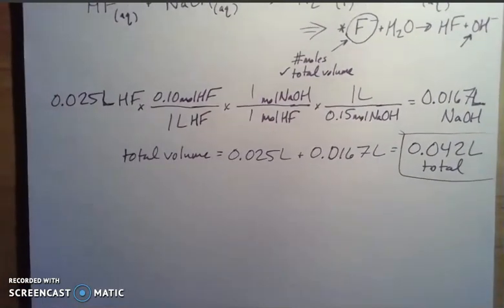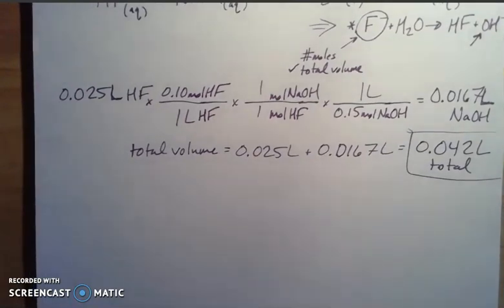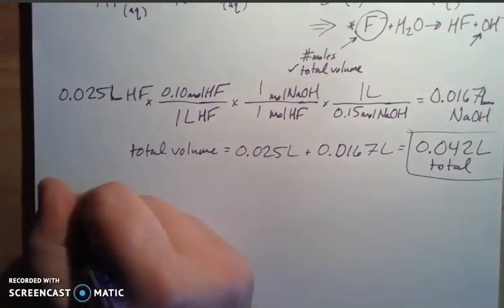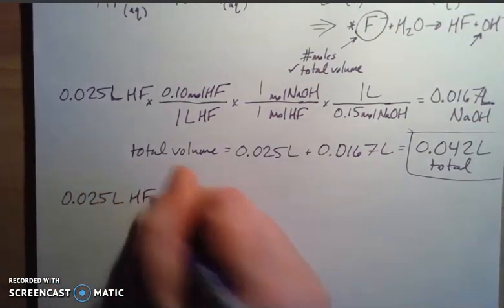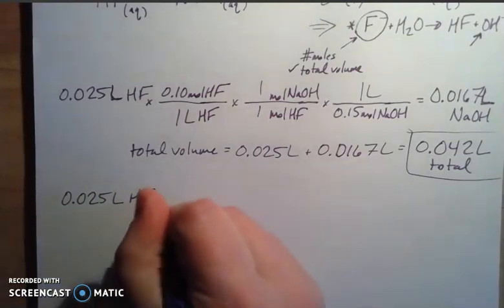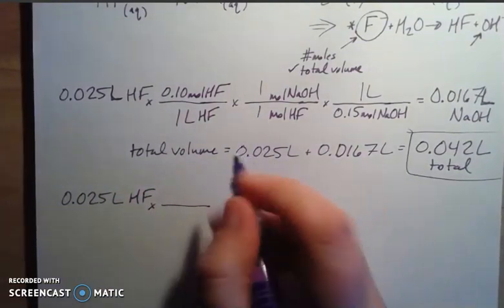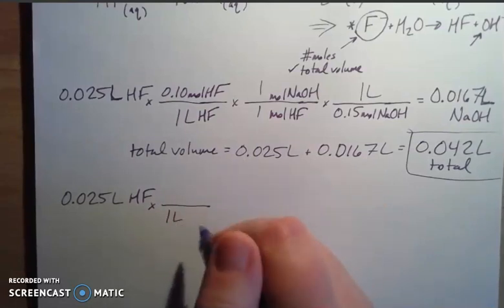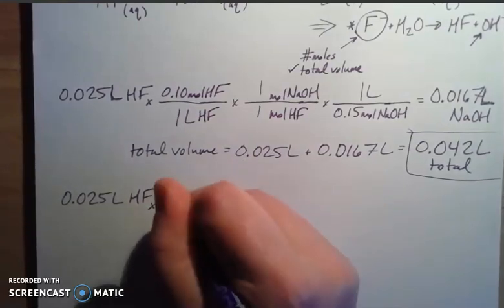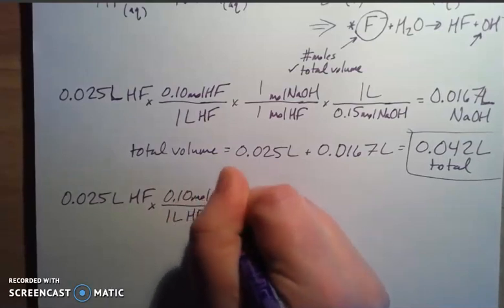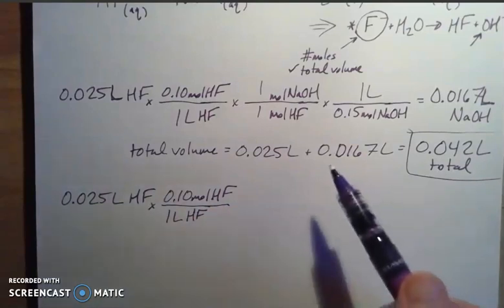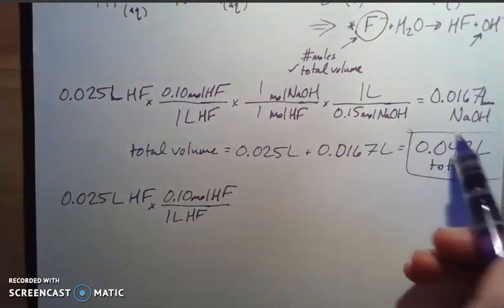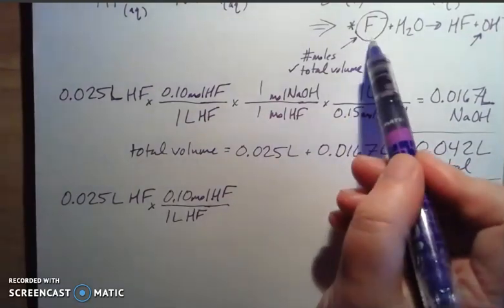Now I need to figure out the number of moles that I have of that fluoride. So how am I going to do that? Well, I need to go back to my volume of hydrofluoric, because that's where they're coming from. And I can go to my concentration to find my total number of moles of hydrofluoric. So this kind of looks the same in terms of setup. But this one I'm not looking for moles, or I'm not looking for liters, right? I'm looking for moles ultimately of my fluoride.